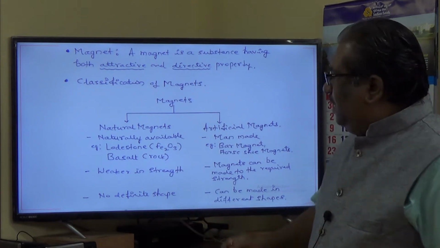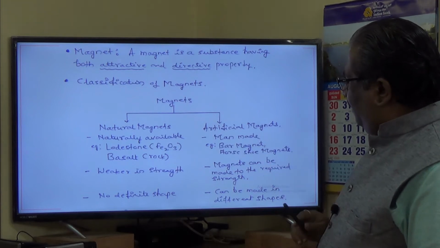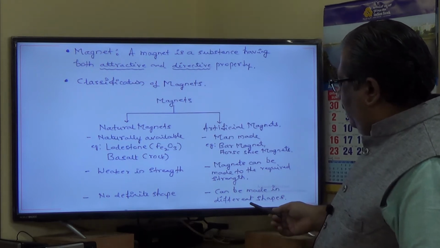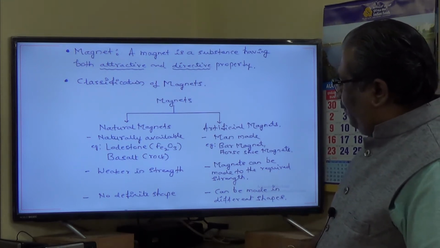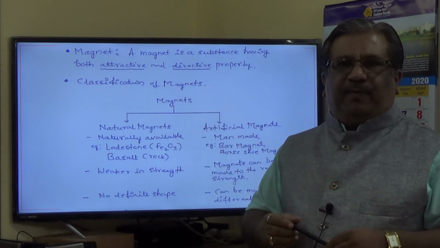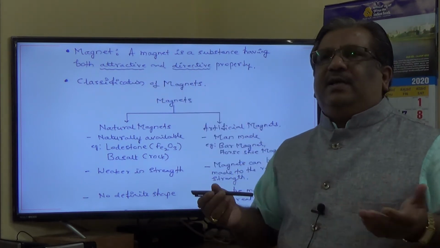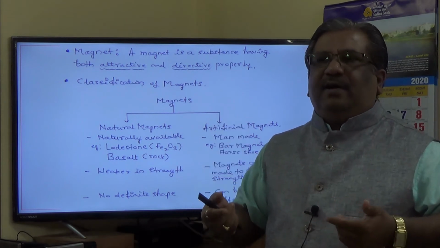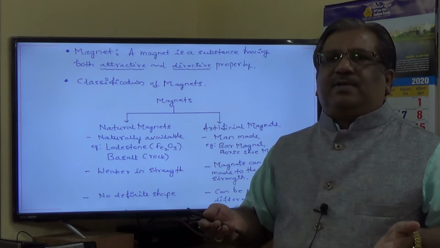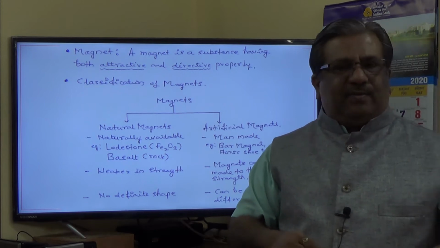Whereas artificial magnets, man-made magnets can be a bar magnet, horseshoe magnet, etc. And these magnets can be made to the required strength and can be made in different shapes and sizes also. Of course, the polarity also can be changed because every magnet will have a north pole and a south pole. You got it? And one more property you should know when I say attractive property. When two magnets are brought together, then there is a repulsive force or attractive force. The like poles will repel, unlike poles will attract. That you know in magnet. If required, that also we'll discuss later.